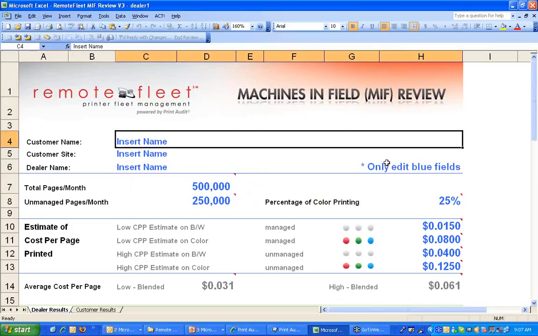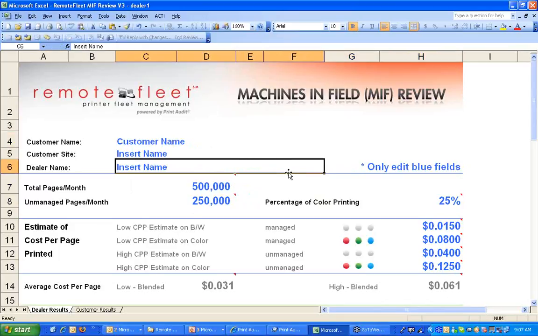This spreadsheet allows you to enter information on the fly, and at the point where you're presenting to the customer, you would be doing all of this in exactly the same way I am now. So keep that in mind. This is a customer-facing presentation that I'm demonstrating to you.